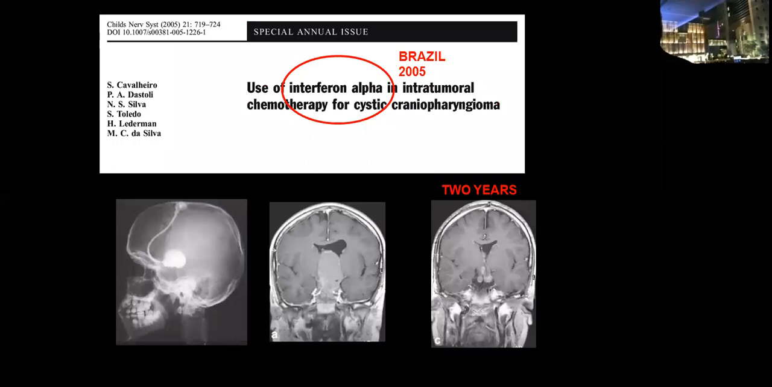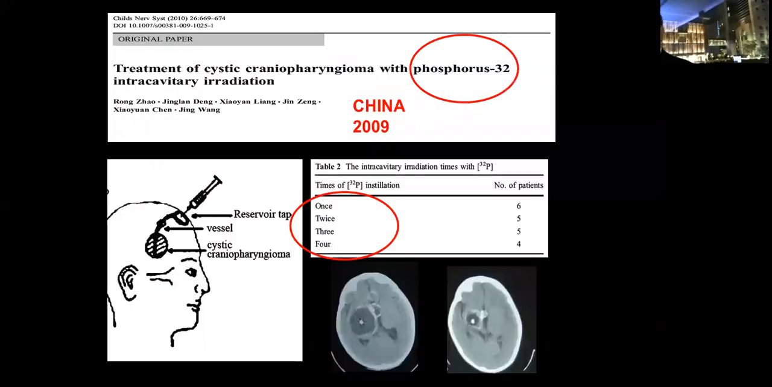From Brazil, using interferon, and again, they say, oh, look at the tumor. The tumor is still there after 2 years. Phosphorus 32, how many times? Once, twice, thrice, or four times you inject this, and if it leaks outside, the patient will die.